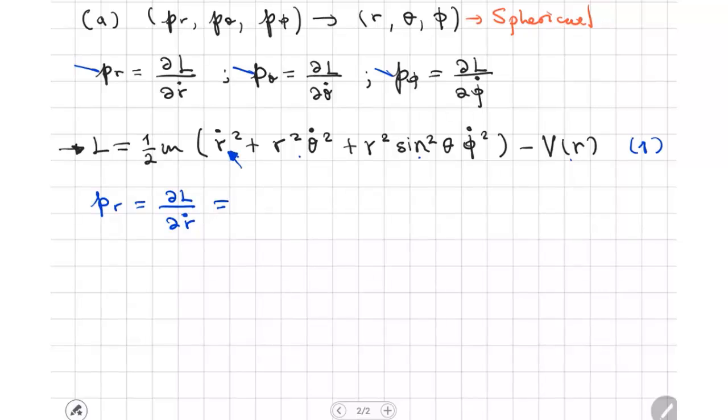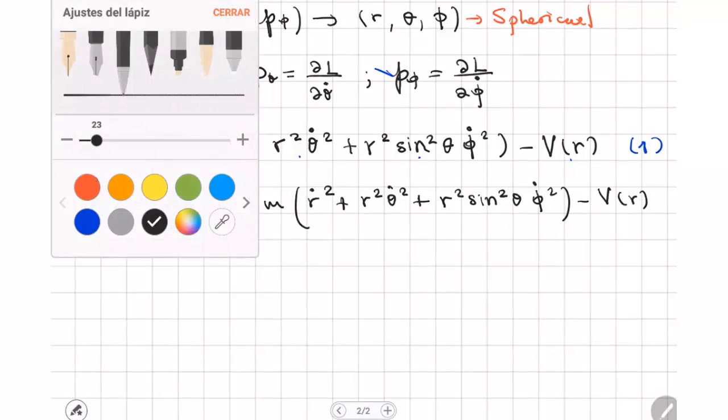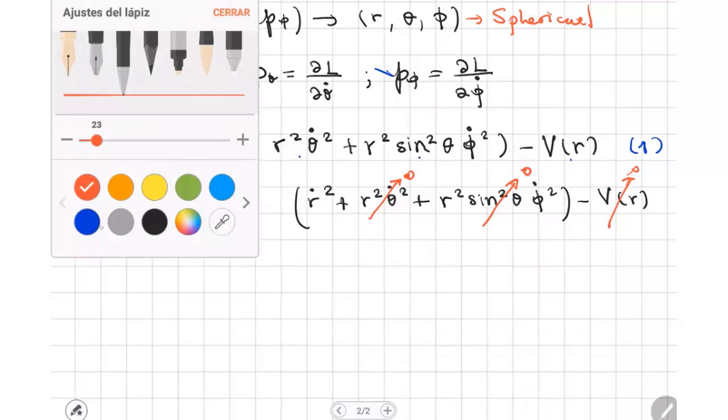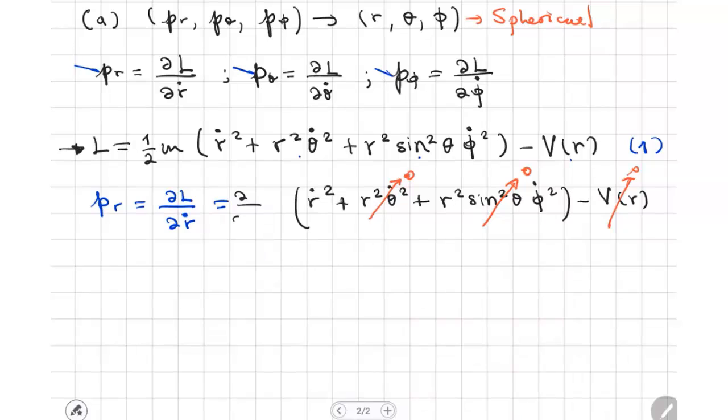So I can do something like this. I can write down 1/2 of the mass r dot squared, because I'm gonna write down the Lagrangian, plus r squared theta dot square plus r squared sine square of theta phi dot square, minus the potential. Okay, but if you see, this term doesn't depend on r dot, so the derivative is 0, and this term doesn't depend on r dot, so its derivative is 0 as well, and this one too, right? Sorry, I forgot to write down something here. I'm gonna write it real quick. So it's gonna be the derivative with respect to r dot of 1/2 of the mass. Okay.